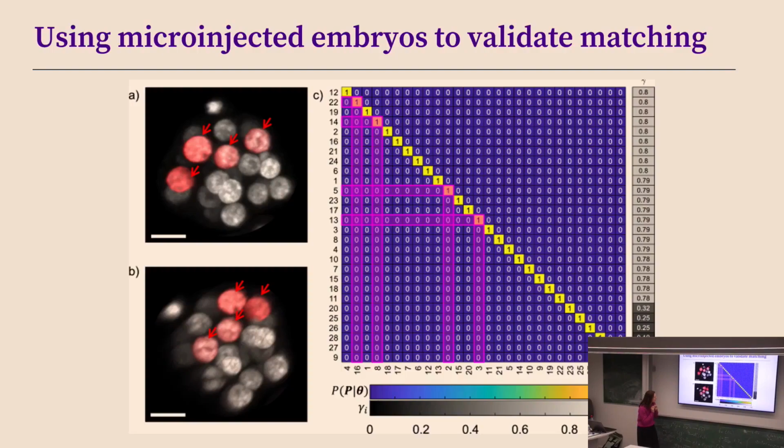these. And so this is a 16-cell stage embryo, and we could then match up, okay, so we know cell 22, 14, 5, and 13 were tagged, and we knew which ones were tagged in the corresponding image, and we could validate that. And we got really good agreement in those as well. So we're really pleased that this was working to this point.